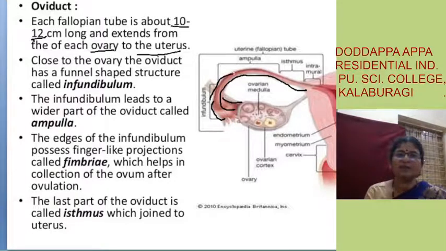So this is called the ampulla. And this ampulla leads to the isthmus. The part nearer to the uterus is called the isthmus. And at the part nearer to the ovary, at the anterior part of the infundibulum, you will see finger-like processes. Here you can see very clearly. These finger-like processes are called fimbriae. They help in sucking in the ovum which is coming out from the ovary.